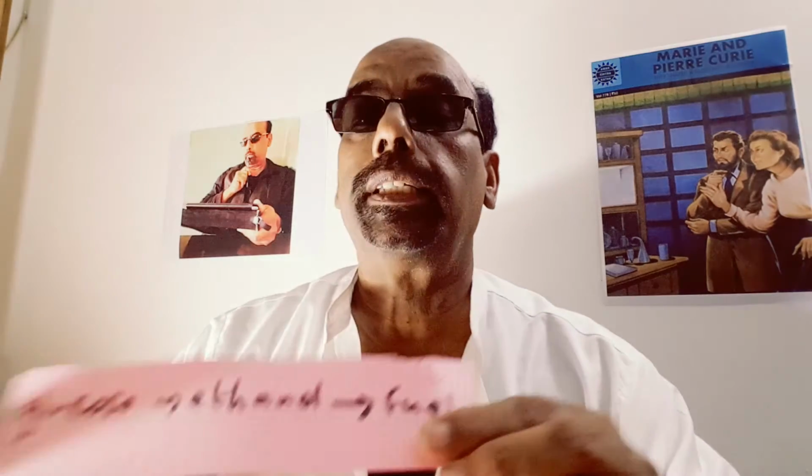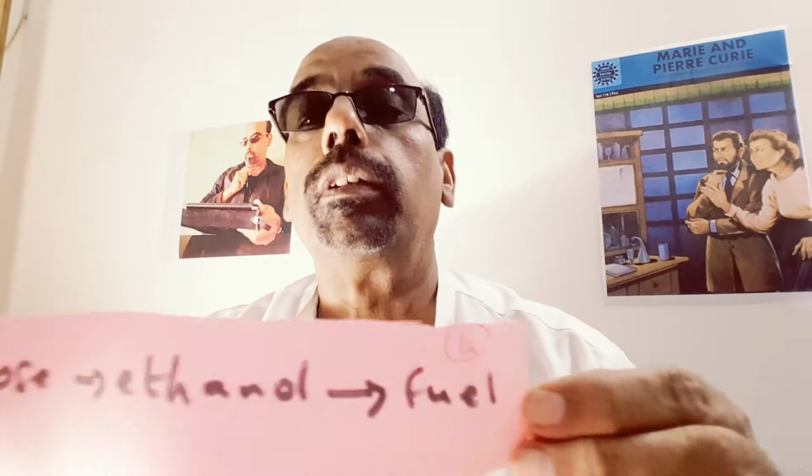The sucrose is then converted to glucose. The glucose is converted to ethanol. The ethanol is used as a fuel. Sometimes to produce ethanol, we ferment fruits, we ferment vegetables, and we ferment grains.